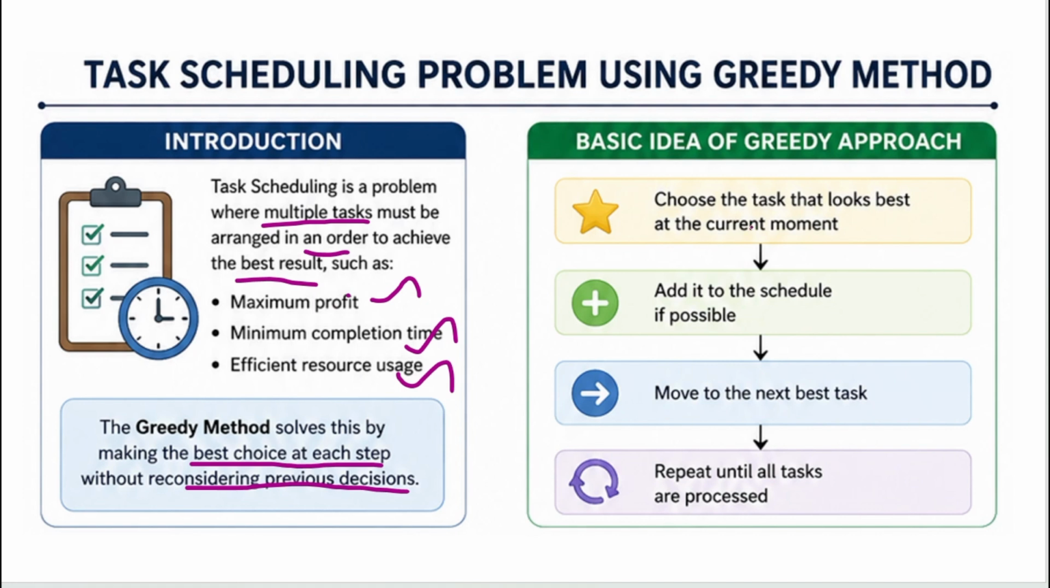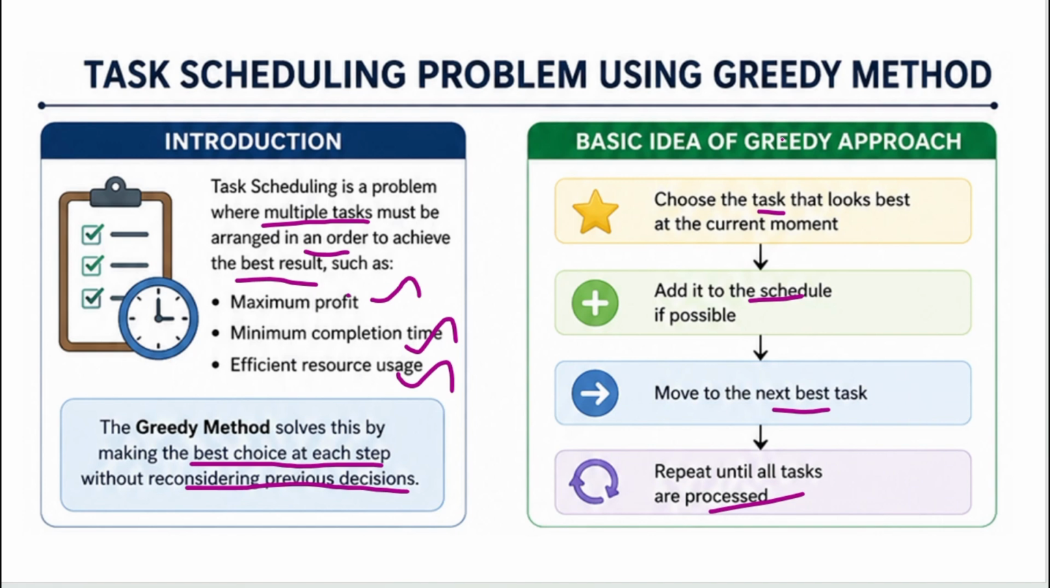So, the basic idea of the greedy approach: at the current moment, see which one is the best solution, take that solution and add it to the schedule if possible. Move to the next best task, and repeat until all tasks are processed. This is the greedy idea behind the task scheduling problem.